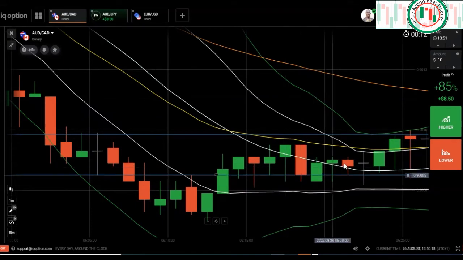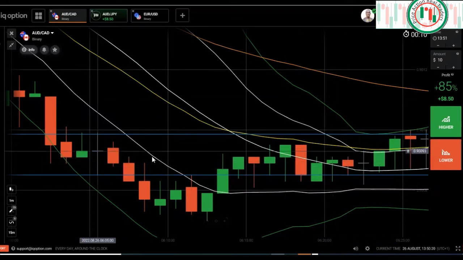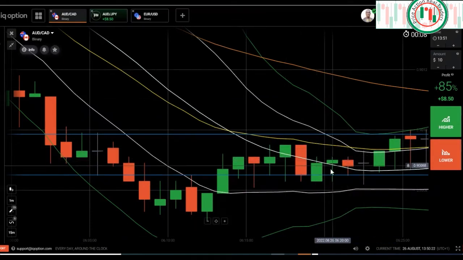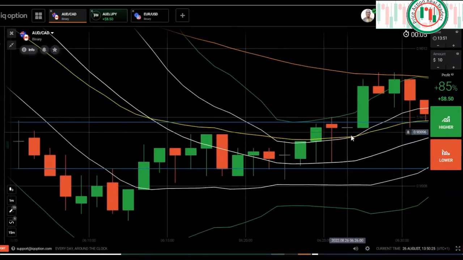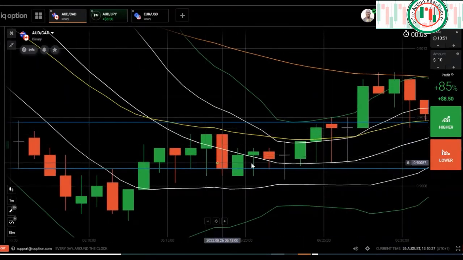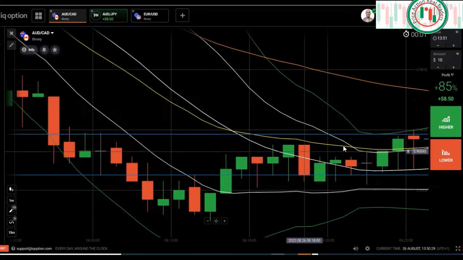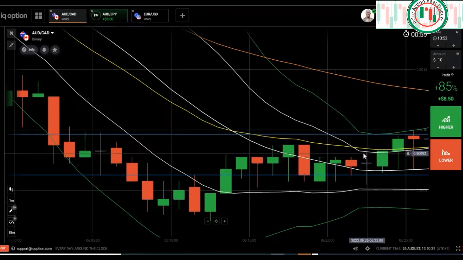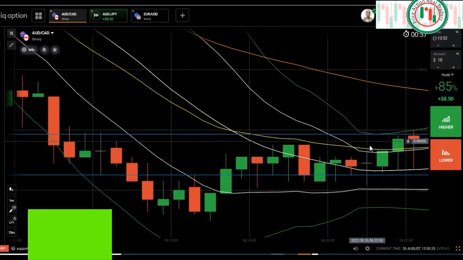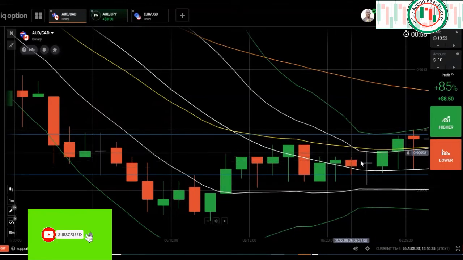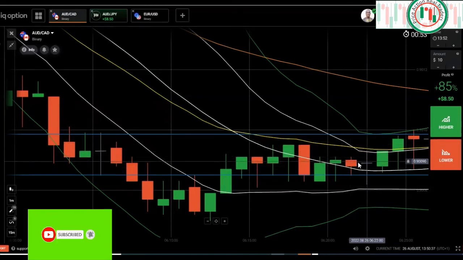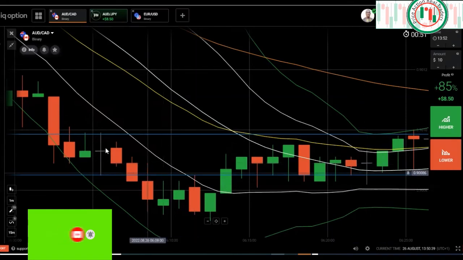If you see long wicks and too many dojis in one place, don't take your trade there. You see we have almost three dojis here, 1, 2, 3 dojis. So it's very risky to take your trade. Sometimes if you place your trade, it can take you to a bad entry point and it can create a doji.